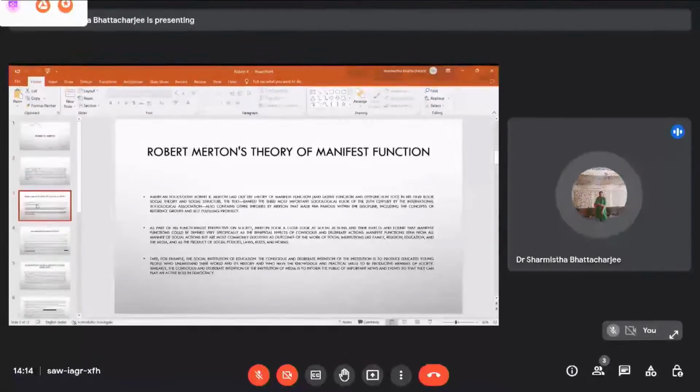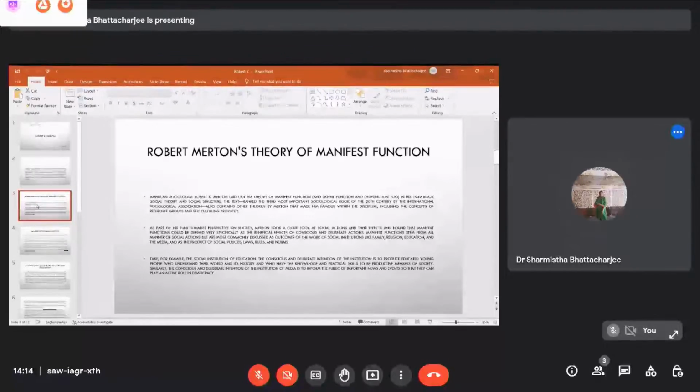Okay, Robert Merton's theory of manifest function. American sociologist Robert K. Merton laid out his theory of manifest function, latent function and dysfunction in 1949, in his book Social Theory and Social Structure, a text ranked the third most important sociological book of the 20th century by the International Sociological Association. It also contains other theories by Merton that made him famous within the discipline, including the concepts of reference group and self-fulfilling prophecy.